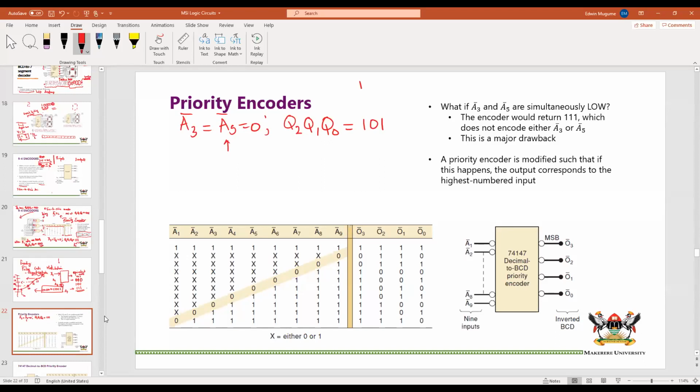As we saw earlier, it became 1, 1, 1, which is obviously wrong. But if you have two or more inputs that are in their active states, in this case A3 and A5 are 0, then your output code should be the code of the higher input value. In this case, A5. The priority encoder has the logic internally to produce this output. If we look at this, this is actually the priority encoder.